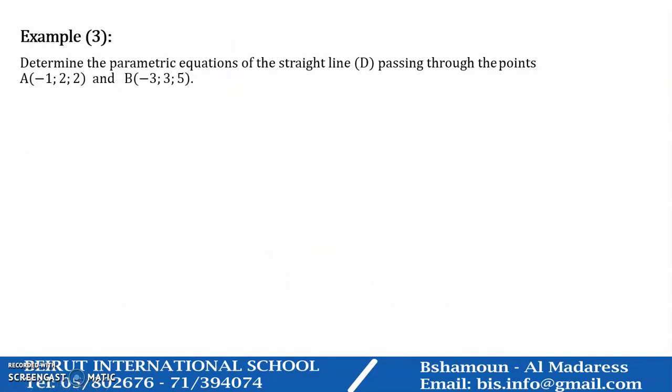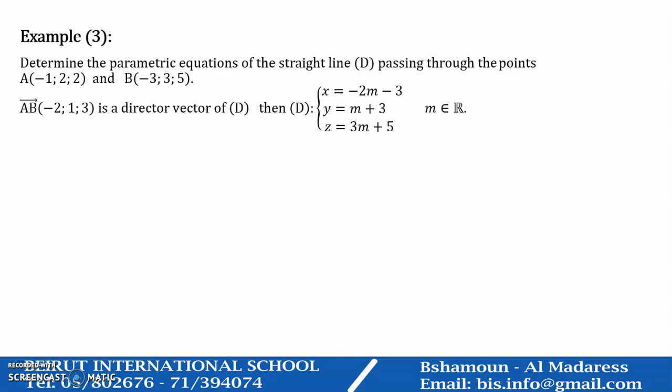Now, they ask us to determine the parametric equations of the straight line D passing through the points A and B. As you know, when you want to determine the parametric equations of a straight line, we need a director vector. Here they gave us 2 points. Okay, this is not a problem. We can determine the vector AB, which is a director vector of the straight line D. So, first of all, we determine the vector AB. AB equals minus 2, 1, and 3, the coordinates, is a director vector of D.